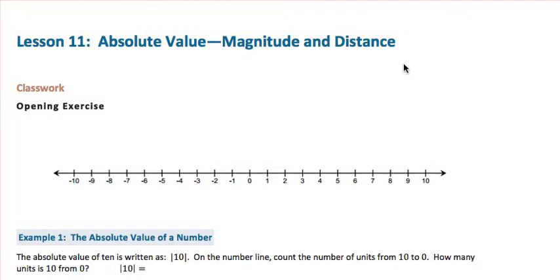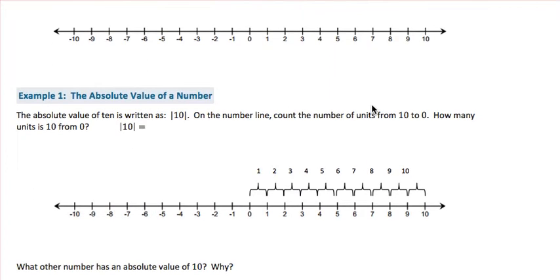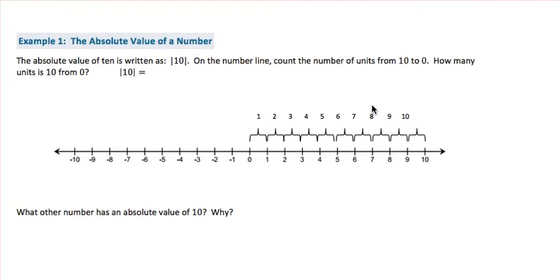In Module 3, Lesson 11, we're going to look at absolute value in terms of its magnitude and distance. Example 1 illustrates the absolute value of 10, and an absolute value is written as a number in between two vertical lines.